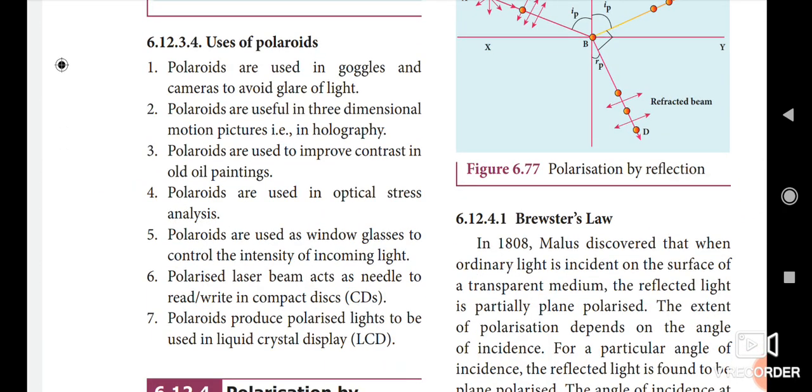Then finally we see about the uses of polarizers. There are 7 uses. They are used in cameras, in oil painting to improve the contrast, in optical stress analysis, and in window glasses to control the intensity of incoming light. So these are the uses of polarizers.